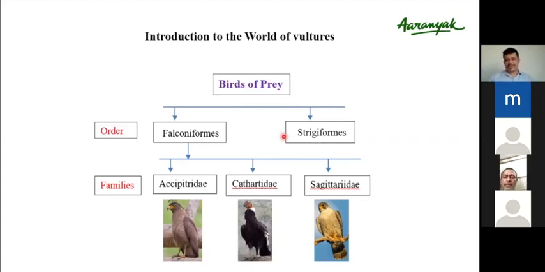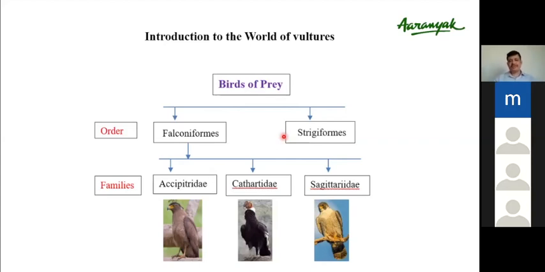Vultures fall under a big group of birds called the birds of prey. That means this group preys on birds or other animals, which is why we call it birds of prey. The whole group is divided into two orders: Falconiformes and Strigiformes. The birds of prey are also called raptors. Falconiformes are diurnal raptors and Strigiformes are the nocturnal raptors, like owls. Vultures fall under Falconiformes.